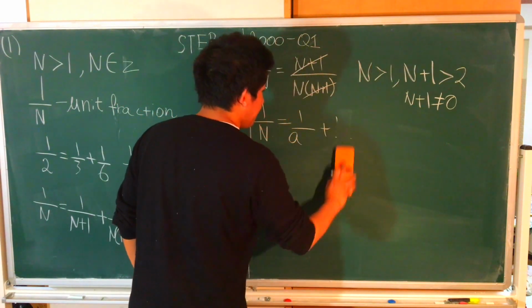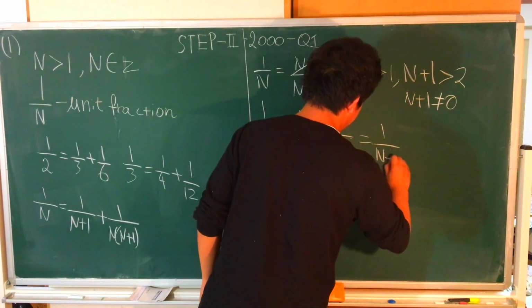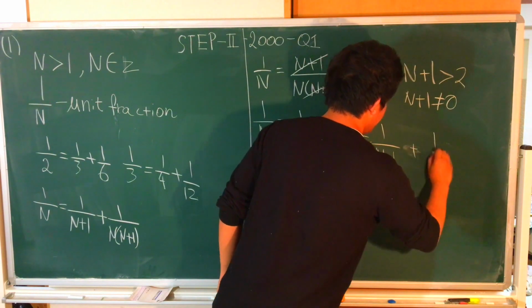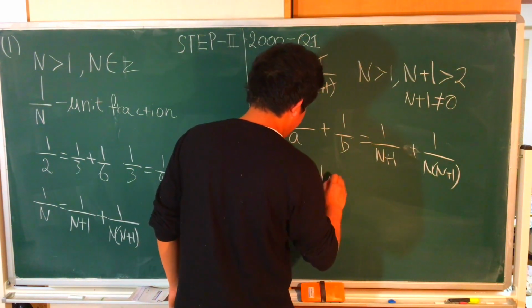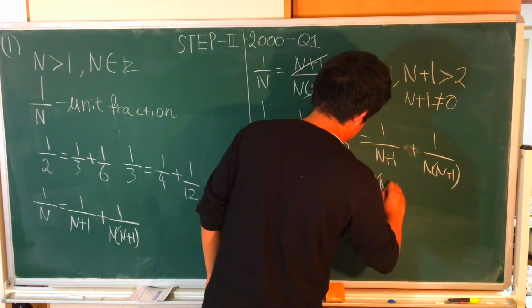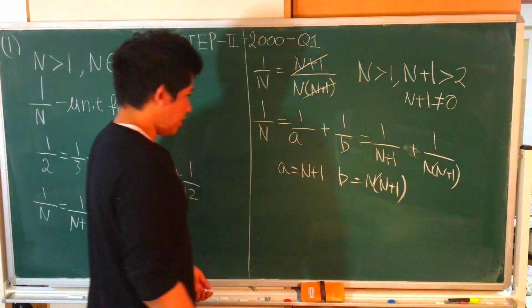Yes. So my first guess will be 1 by n equals 1 by a plus 1 by b, where 1 by n equals 1 by n plus 1 plus 1 by n times n plus 1. Okay, so a equals n plus 1, and b equals n times n plus 1. It can be the other way around, so that doesn't matter. Yeah, so we finished the first part.